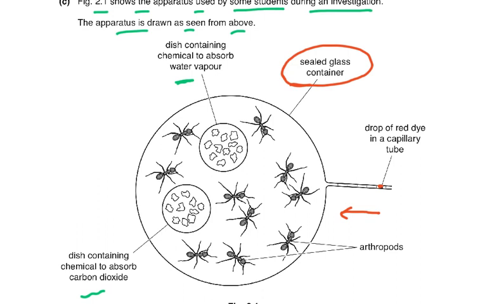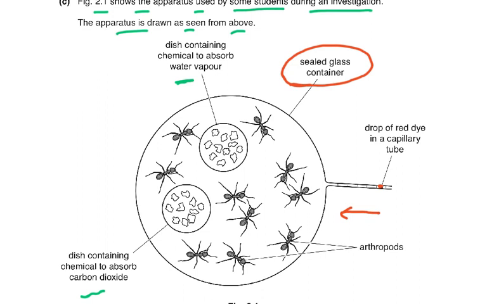It is because the oxygen will be used by the arthropods. So it's sort of like a respirometer. So they've used a chemical to absorb the carbon dioxide. So you have to talk about the oxygen being used by the arthropods for aerobic respiration, and the carbon dioxide which is released would be absorbed, and the carbon dioxide and the water vapor both would be absorbed.